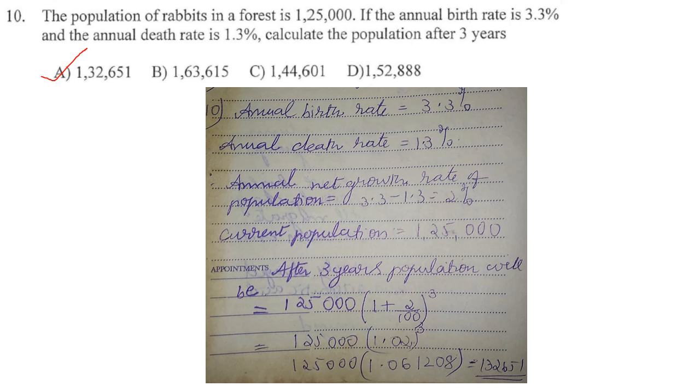Then next one. The population of rabbits in a forest is 125,000. If the annual birth rate is 3.3% and the annual death rate is 1.3%, calculate the population after 3 years. So annual birth rate and annual death rate they have given. Annual net growth rate of the population is 3.3 minus 1.3, that is 2%. Current population is 125,000. So after 3 years, population will be 125,000 into (1 plus 2/100) raised to 3. If you solve for that, you will get the answer as in option A.